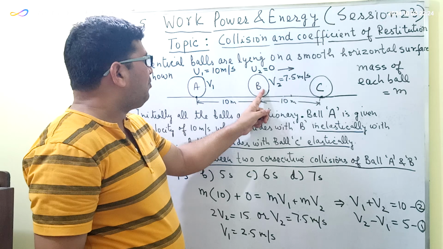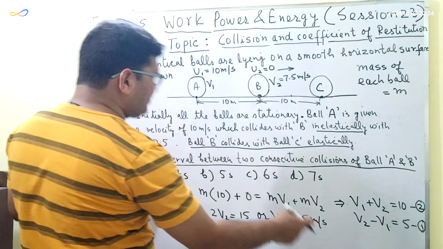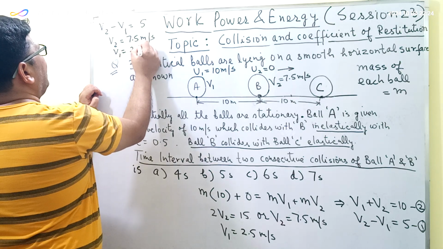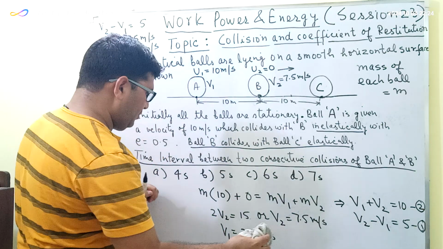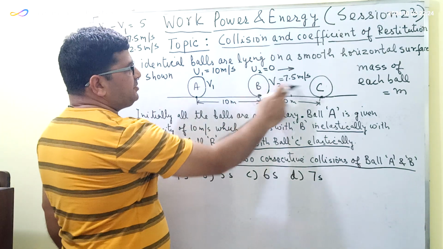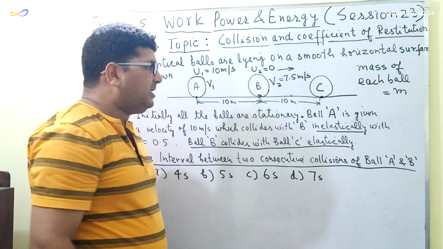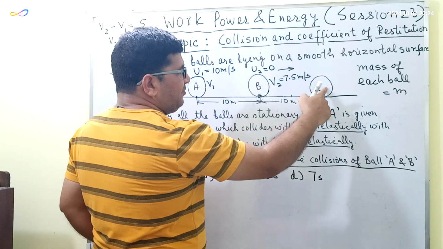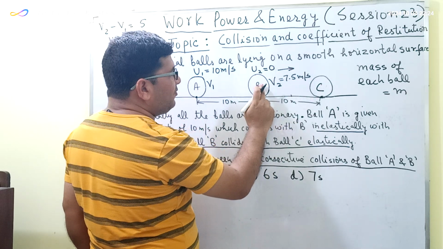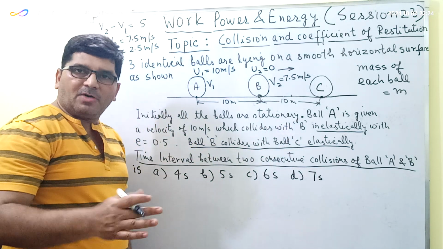Now this ball B, after the collision, is moving towards the ball C and it is colliding with the ball C elastically. So here first of all let me write the value of V2 as 7.5 meter per second and V1 is equal to 2.5 meter per second. Now in the case of elastic collision, the velocities of the colliding bodies interchange with each other. The velocity of the ball C, which is stationary, is 0. So the velocity of the ball B will become 0, because in the case of elastic collision, the velocities of the colliding bodies interchange.